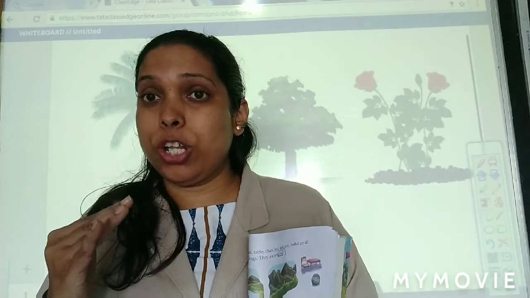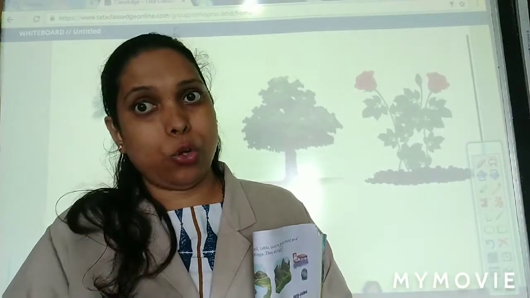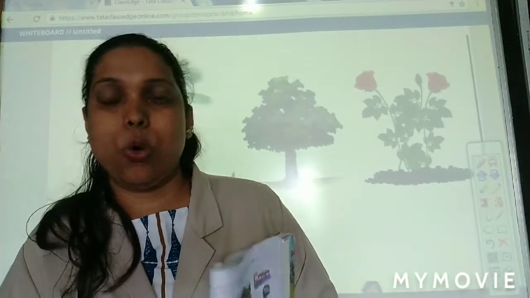What do plants do? Plants take in carbon dioxide and they give out oxygen that we breathe. So plants give us oxygen. From where do they give us oxygen? When they make their food. So they also breathe. What do they breathe? They breathe in air. With air they take in what? Carbon dioxide, and they give out what? Oxygen they give us.